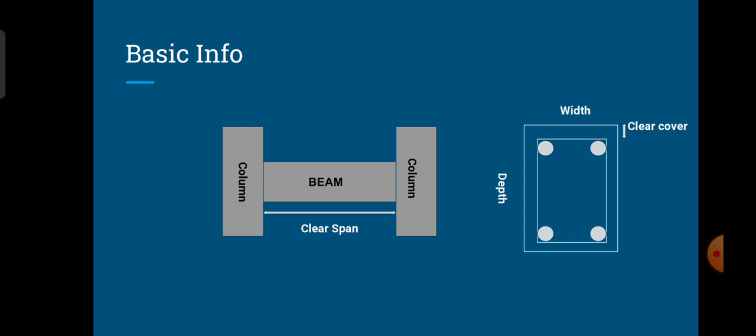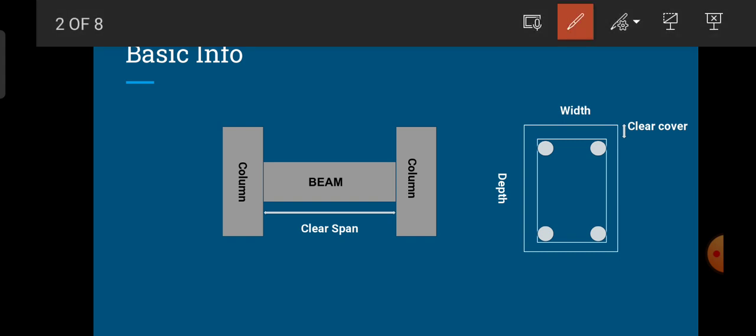So here you can see a beam which is connected to the column with a clear span. Clear span is nothing but the distance between the inner face of the column to the inner face of the column. And this is a cross section. The second picture represents the cross section of the beam with horizontal dimension as width and vertical dimension as overall depth, and this will be the clear cover.